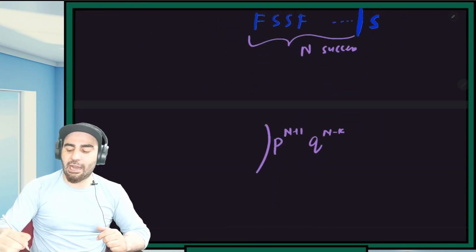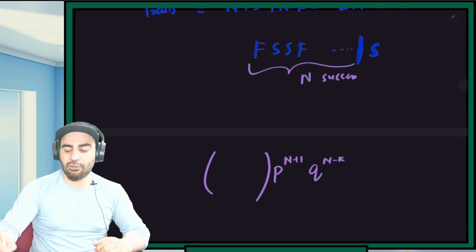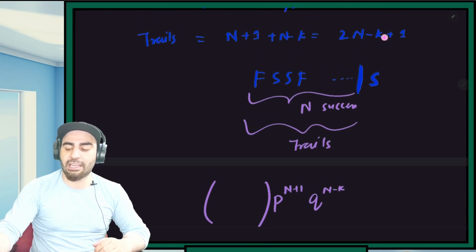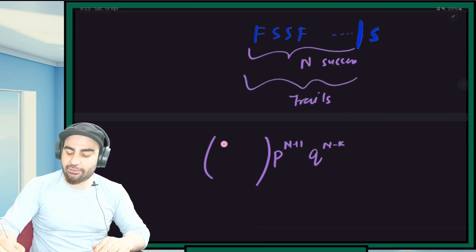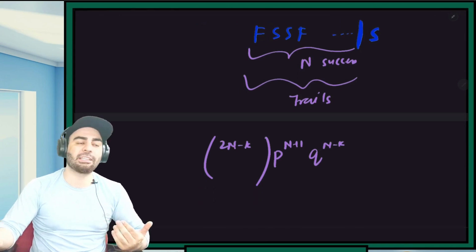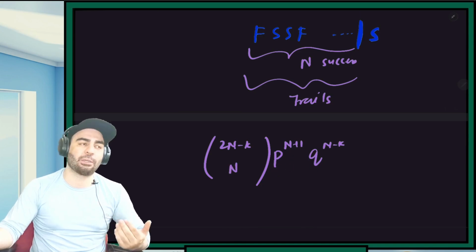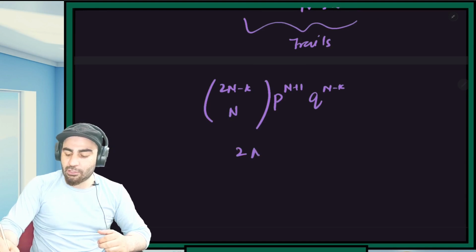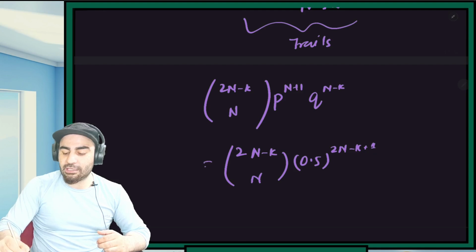Now I just have to reduce the problem to a combination. Total trials were 2n minus k plus 1. How many trials are left now? Because the last one is fixed as a success, we are left with 2n minus k trials. Out of these, we have to choose n successes. The success probability is p and the failure probability is q, and we know that p and q are equal. So we can write 2n minus k choose n, times 0.5 to the power 2n minus k plus 1. This is the probability of that event.